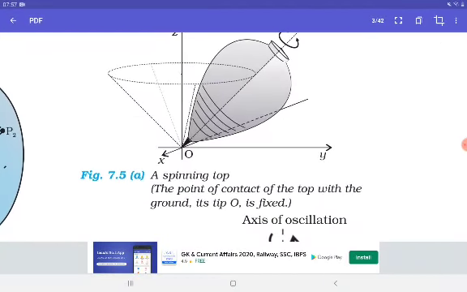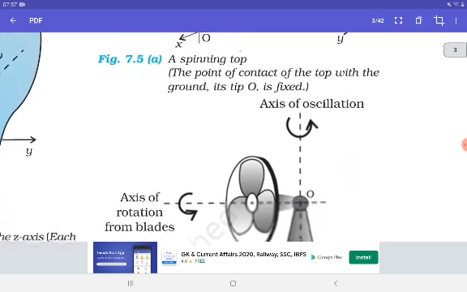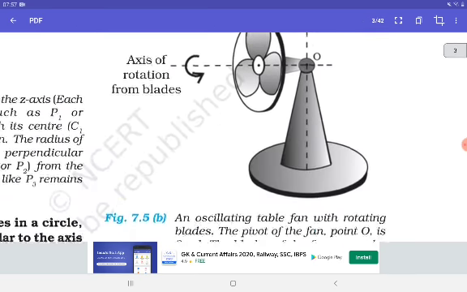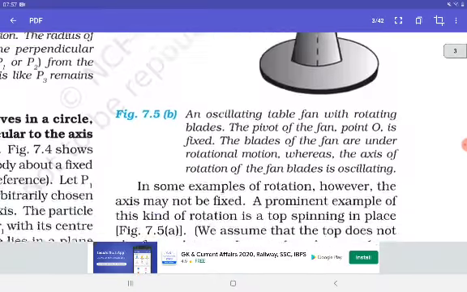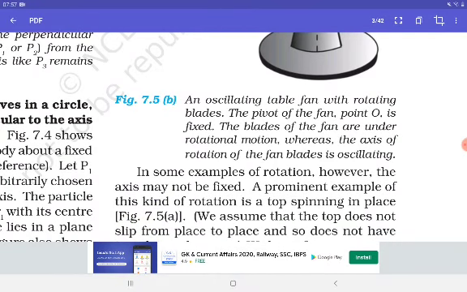So here we are having some of the examples of a rotating body about a fixed axis. This is a spinning top. The point of contact of the top with the ground, its tip O, is fixed. Here also we have a table fan with rotating blades. The pivot of the fan, point O, is fixed. The blades of the fan are under rotational motion, whereas the axis of rotation of the fan blades is oscillating.